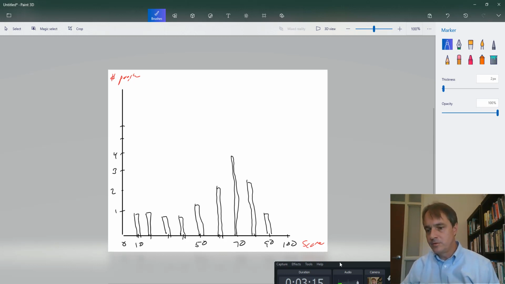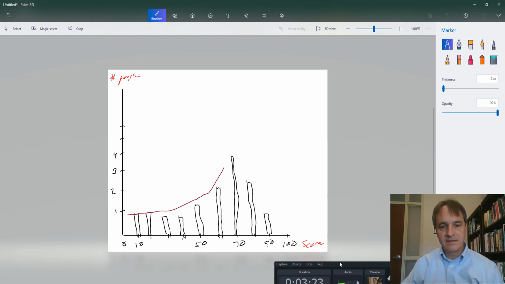So if we were to draw a smooth line to get a handle on the shape of this, it would look like this. Okay, so if we were to say, well, what is the mean here? And if we were to add it up, it would probably be somewhere around here. So this would be our mean, our x bar, right there somewhere.